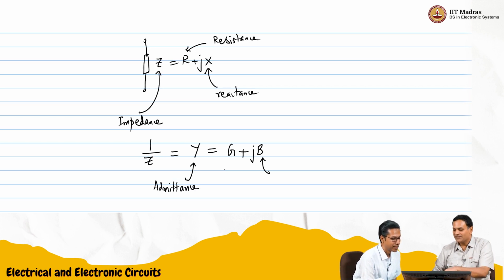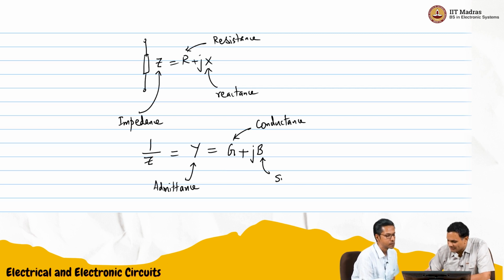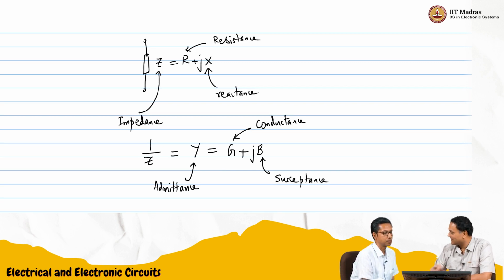So Y, the inverse of Z, is called admittance. And G is the conductance. And B is called the susceptance. In English they have some weird spelling, S-U-S-C-E-P-T-A-N-C-E, I think, susceptance.